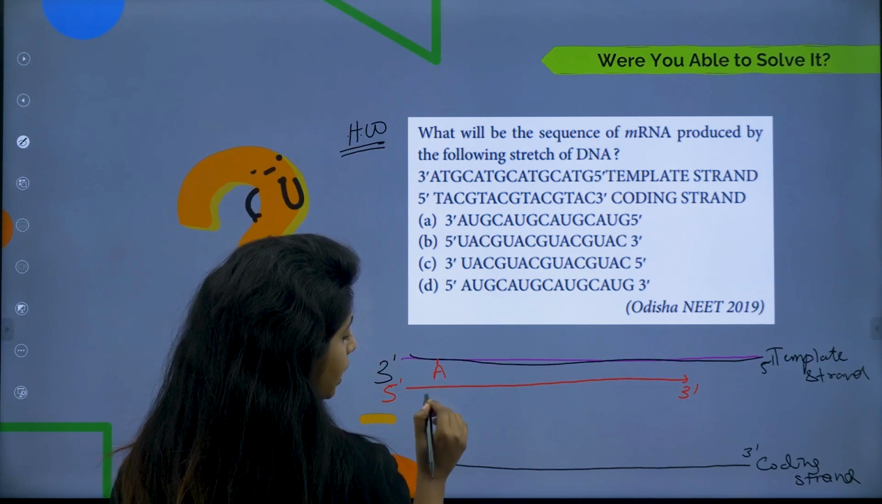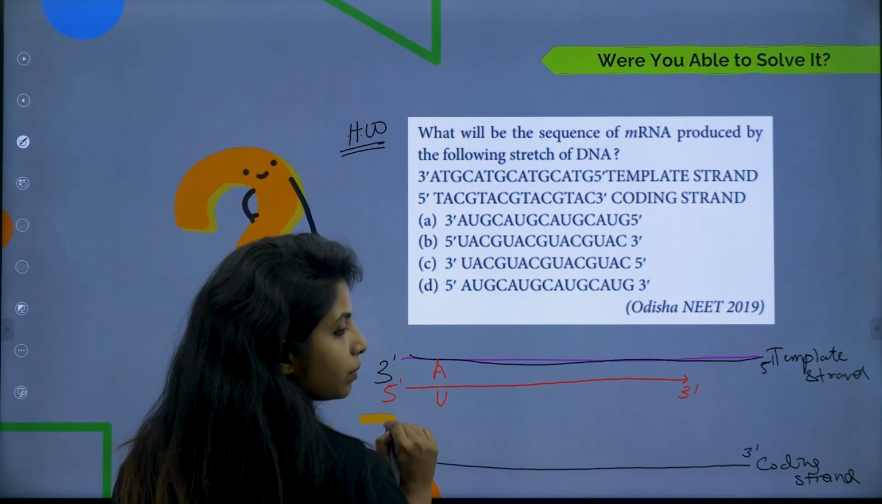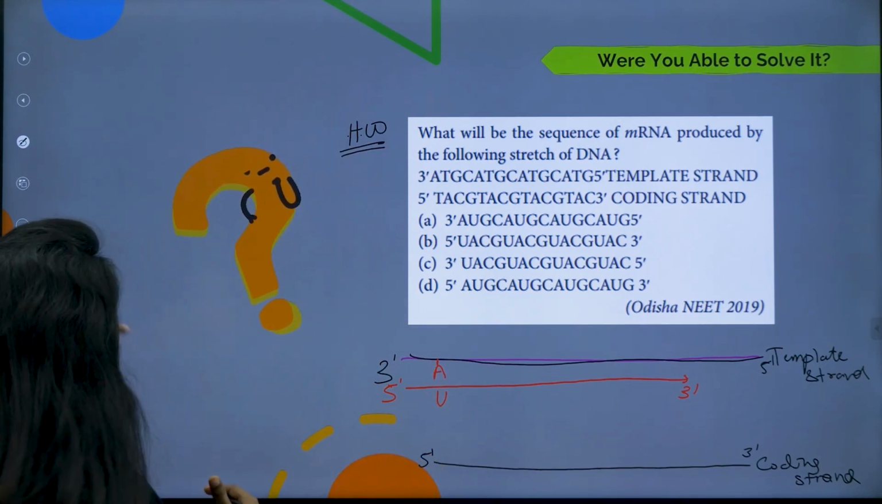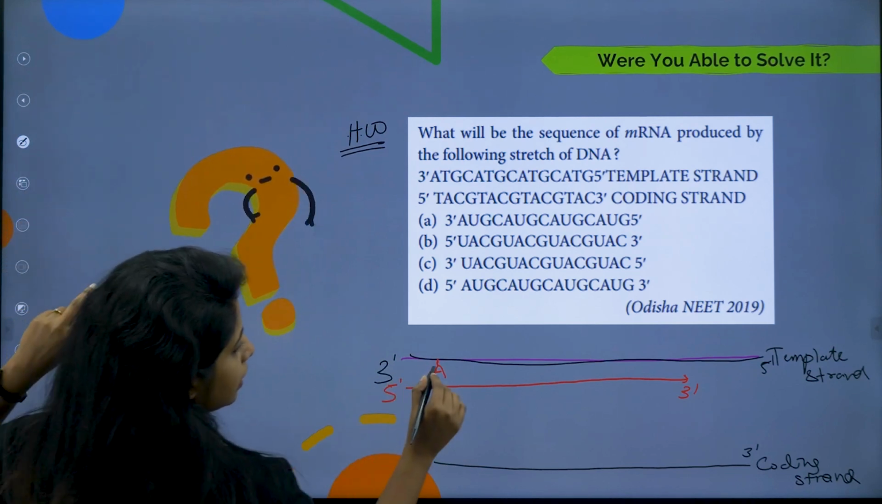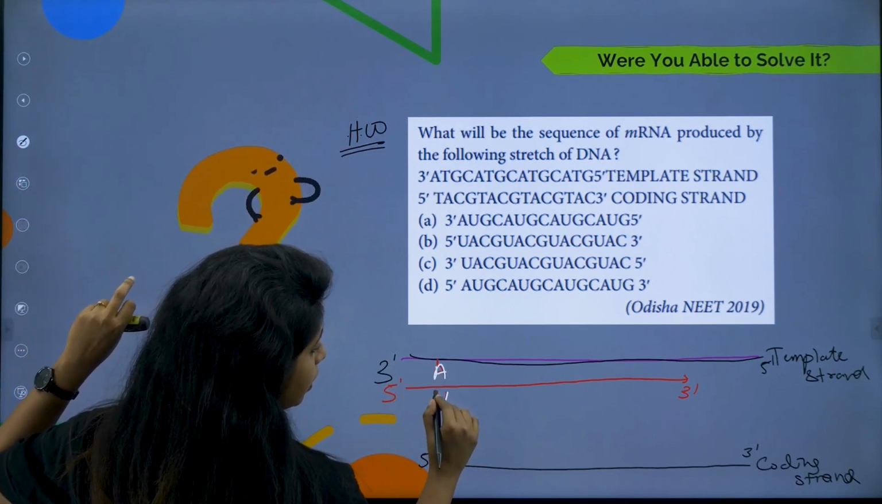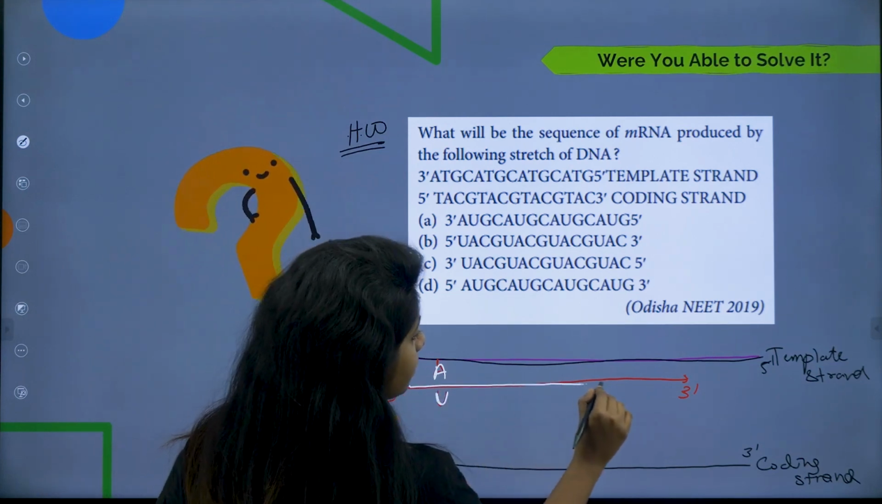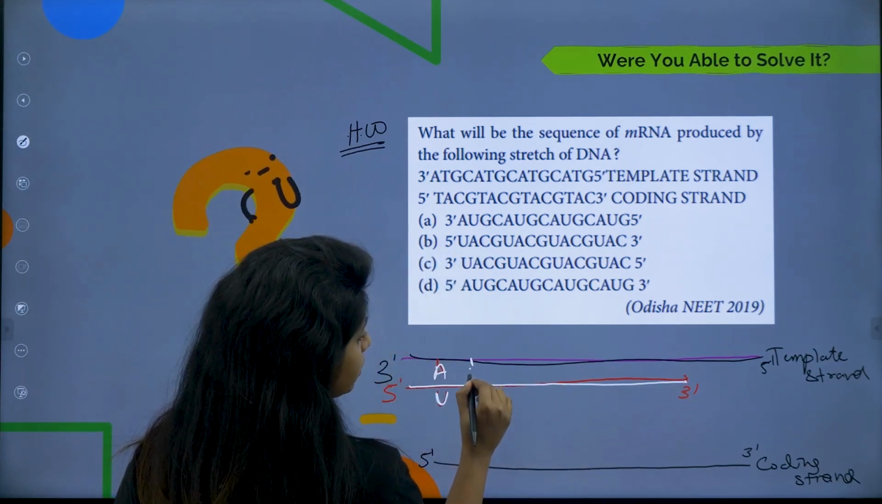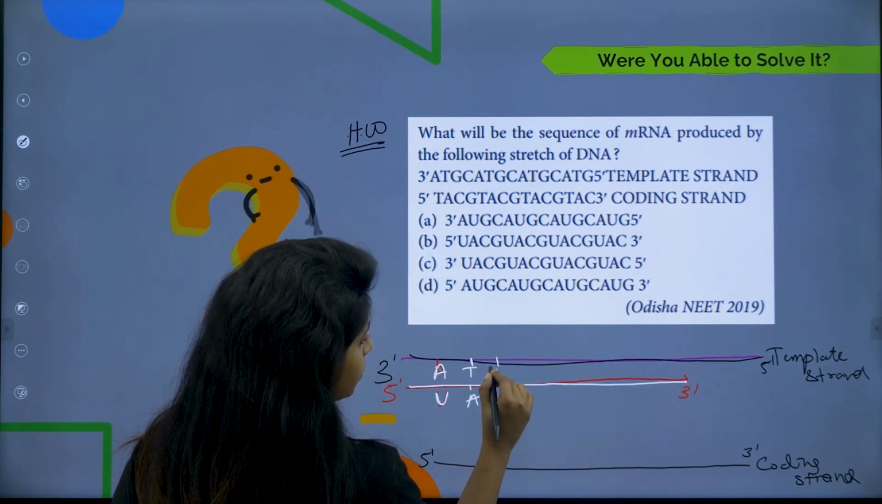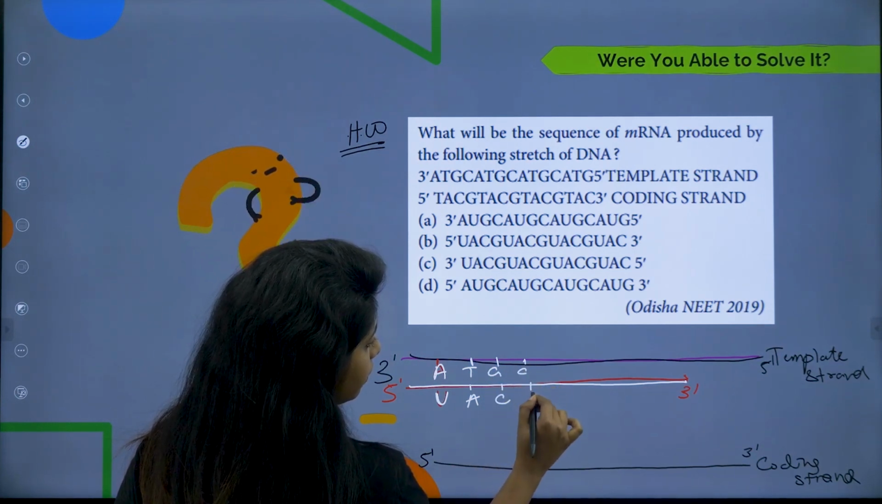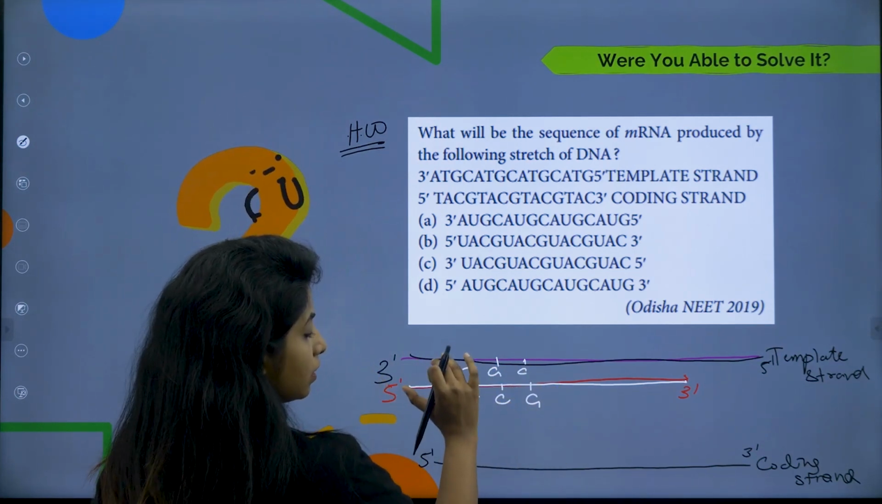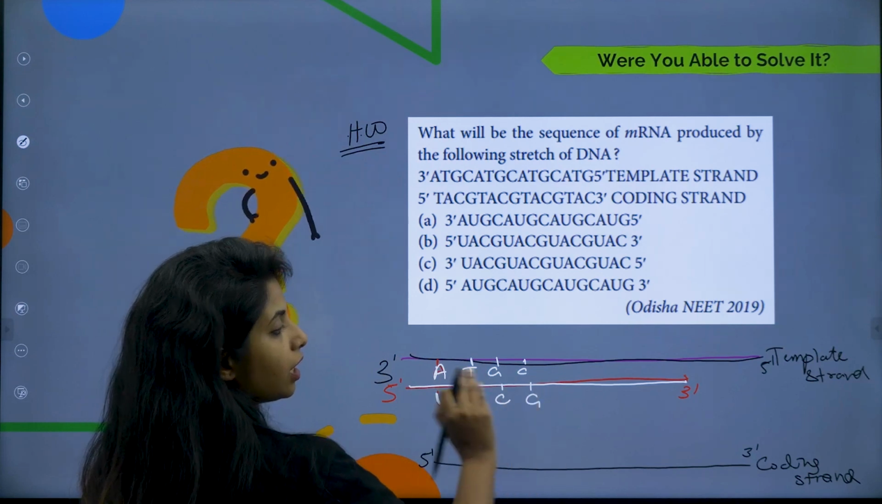And how will it be formed? Over here, suppose it's A, then here it will be U instead of T, because in the case of RNA you do not have T, instead you have U, right? Similarly, in this mRNA, if this is T, then it will be A. If this is G, then it will be C. If it is C, it will be G. So whatever is over here, complementary to it, you get your mRNA.